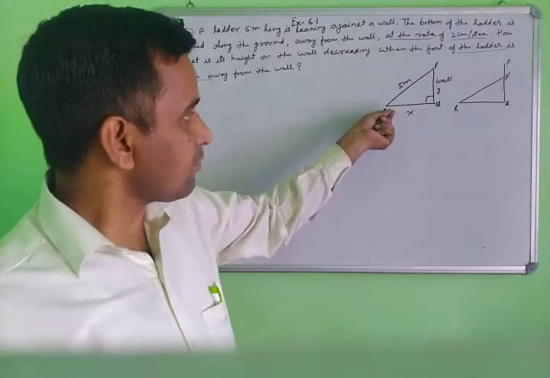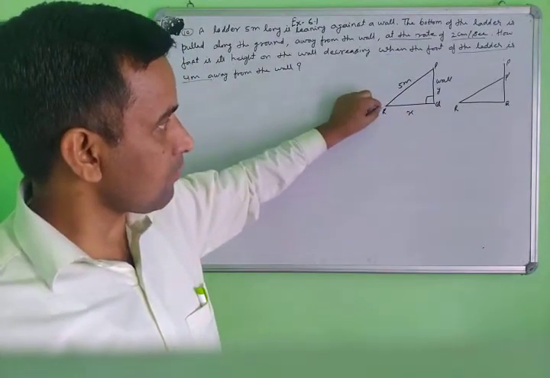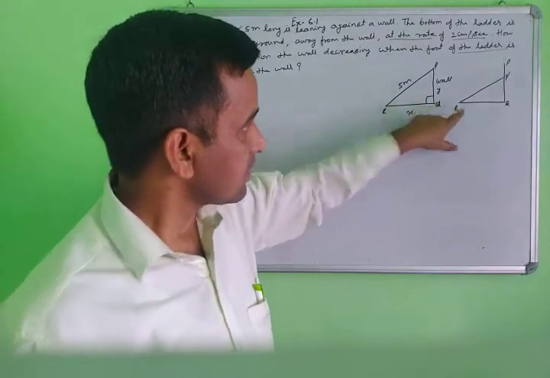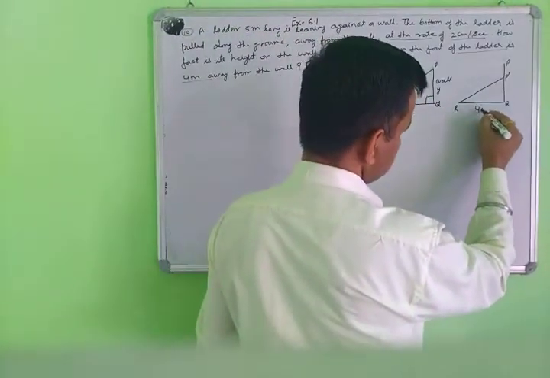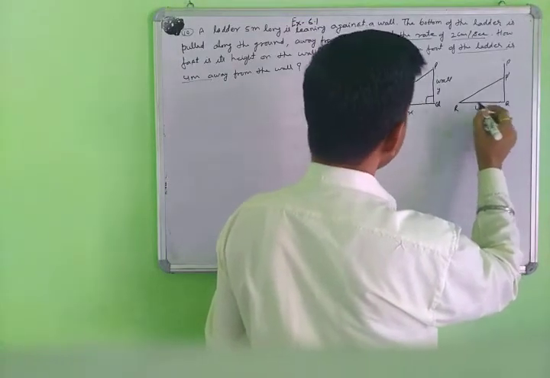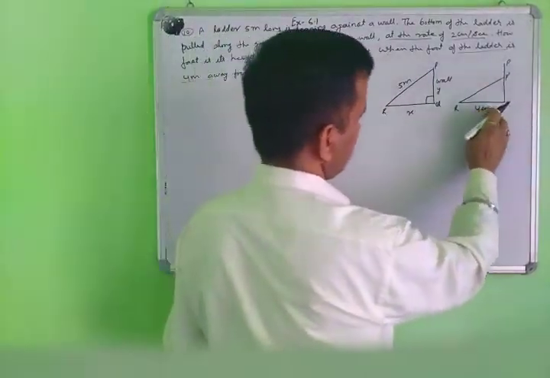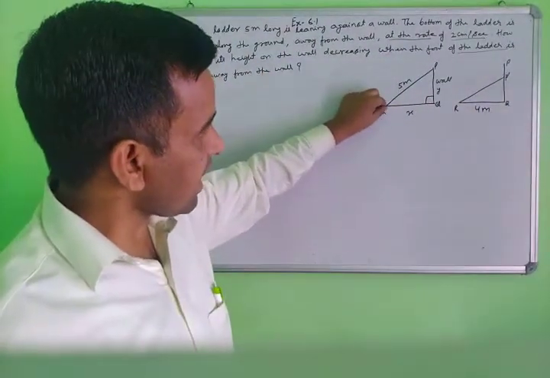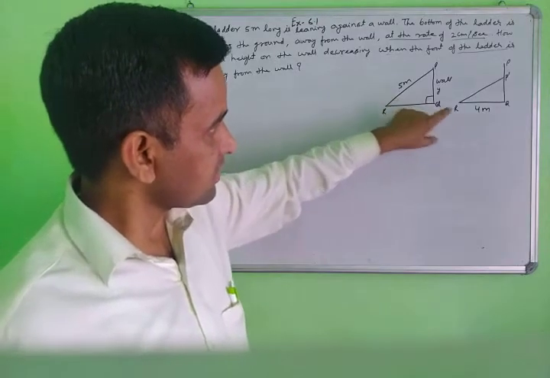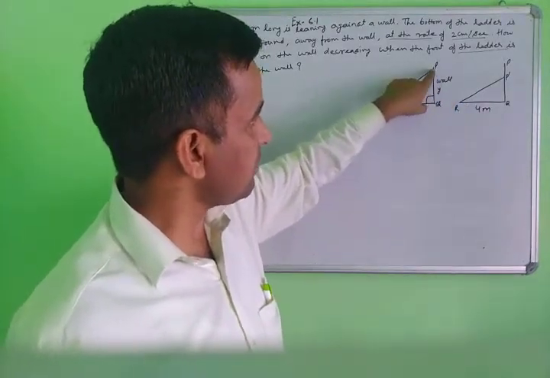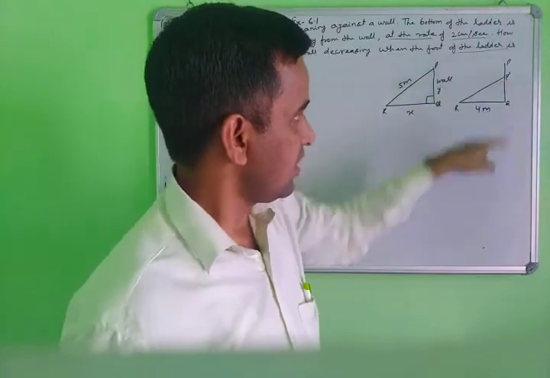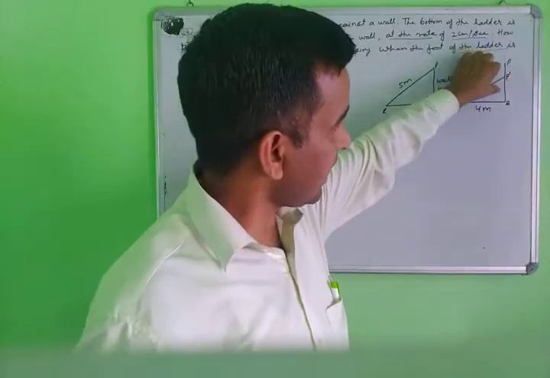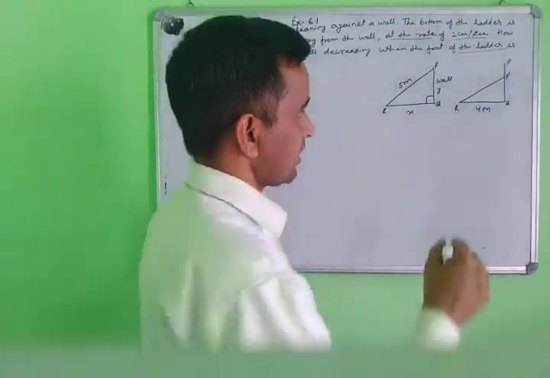This ladder is pulled from the bottom side along the ground. Then this distance will become 4 meter. When you pull the ladder along the ground, it comes to this position. The ladder will move from this position to this position. So at which rate does the ladder fall? In which rate does the ladder fall, means which rate?